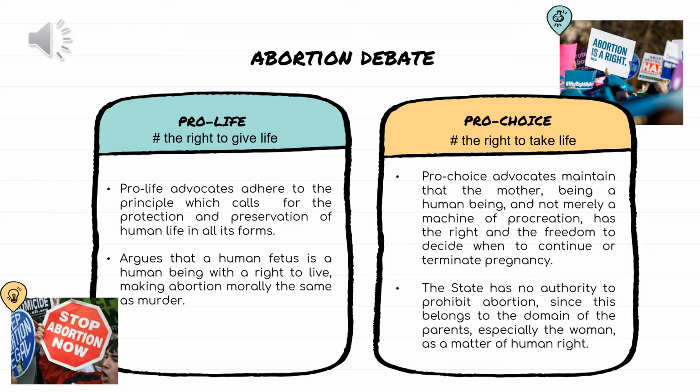as murder. While pro-choice advocates maintain that the mother, being a human being and not merely a machine of procreation, has the right and the freedom to decide when to continue or terminate pregnancy. The state has no authority to prohibit abortion since this belongs to the domain of the parents, especially the woman, as a matter of human right.